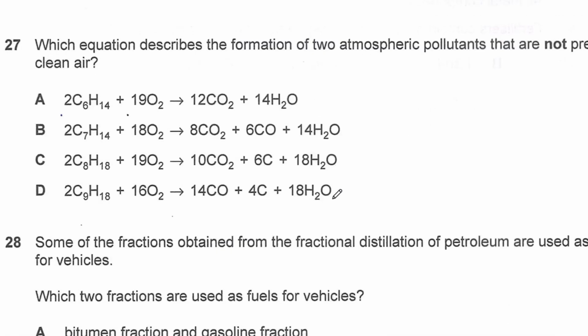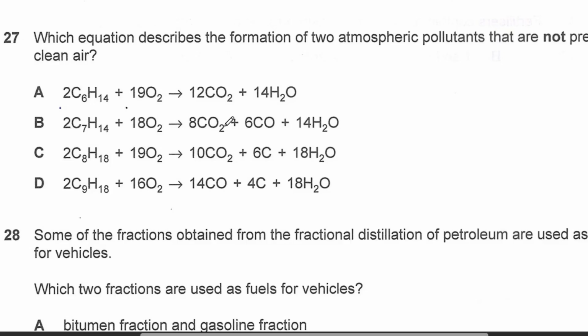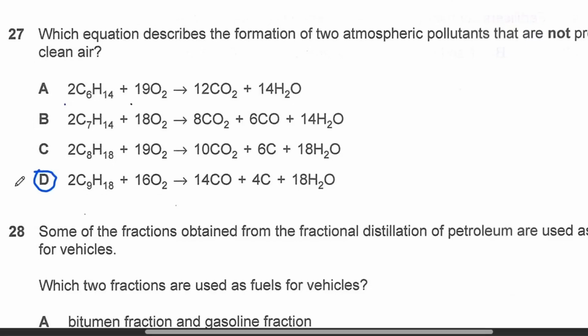Question 27. Which equation describes the formation of two atmospheric pollutants that are not present in clean air? So it's also simple here. You're just going to look at the products. Which of these products will produce atmospheric pollutants that are not present in clean air? Clean air contains carbon dioxide, so that means all the options with carbon dioxide are out. Option A has carbon dioxide as product, option B has carbon dioxide, option C has carbon dioxide. So the answer will be D, which is an incomplete combustion that produces carbon monoxide and carbon. So this is the equation that will produce atmospheric pollutants that are not present in clean air.